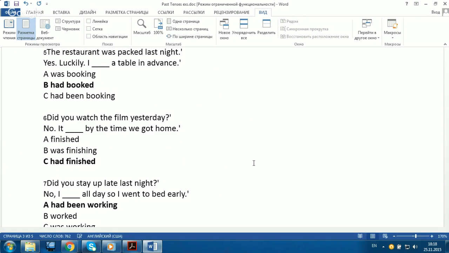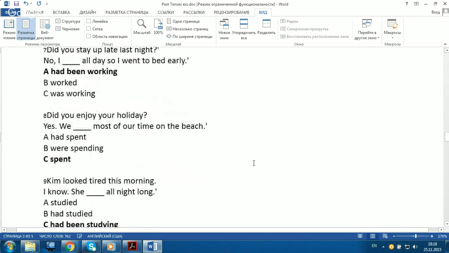The next one. Did you watch the film yesterday? No, it had finished by the time we got home. So when we got home, the film had already finished. So it was before, again, before we got home. Did you stay up late last night? No, I had been working all day, so I went to bed early. Had been working all day. The person wants to show duration, not progress, not before, but exactly duration.